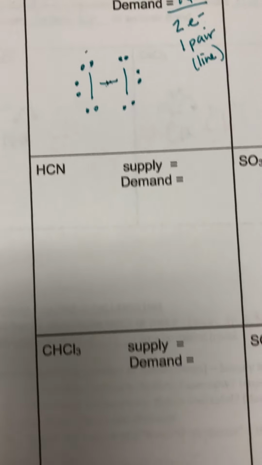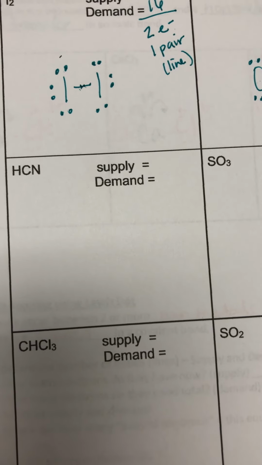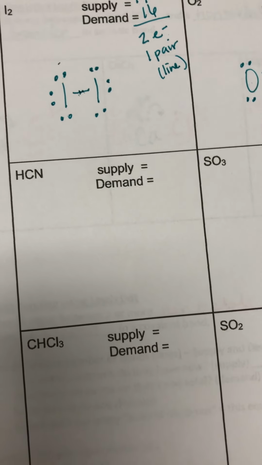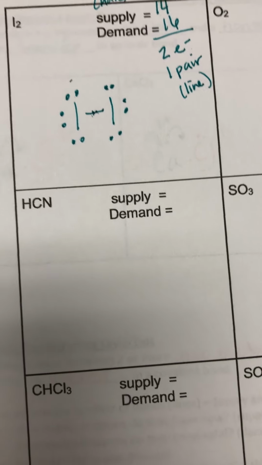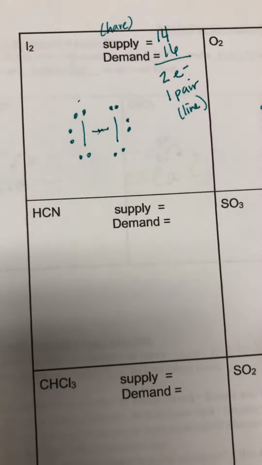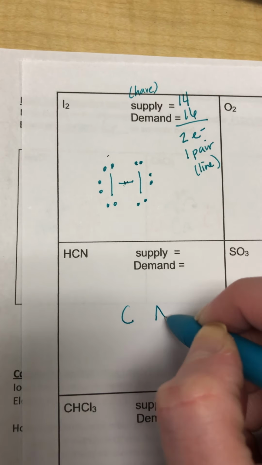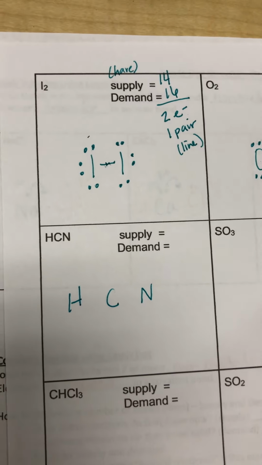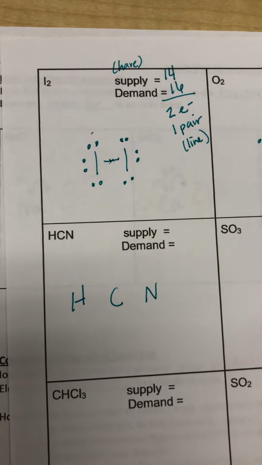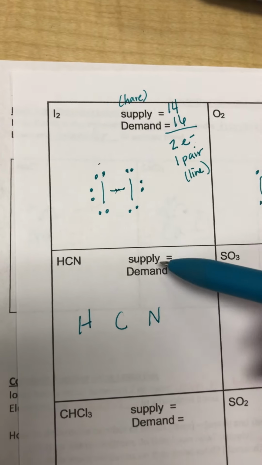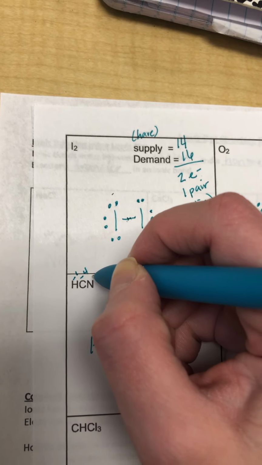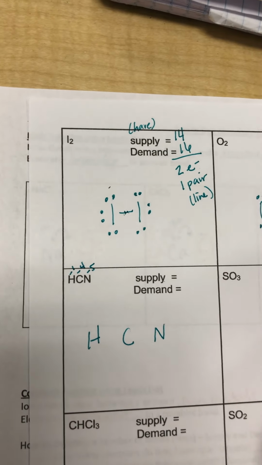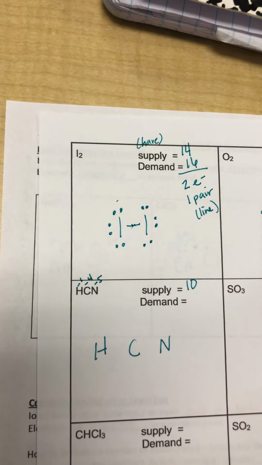Okay, let's look here, HCN. First, how am I going to know what goes in the middle? I'm looking at my least electronegative element, which is carbon. So I'm going to put carbon in the middle, H on one side, N on the other. So let's figure out my supply of electrons. Hydrogen has 1, carbon has 4, nitrogen has 5, so that's a total of 10.